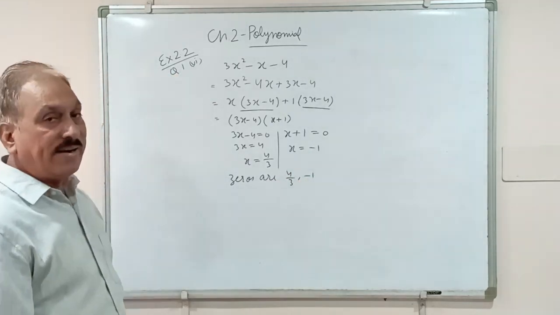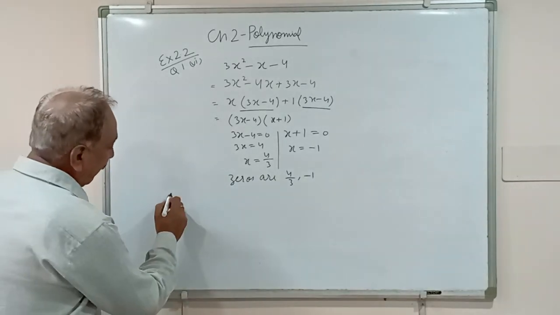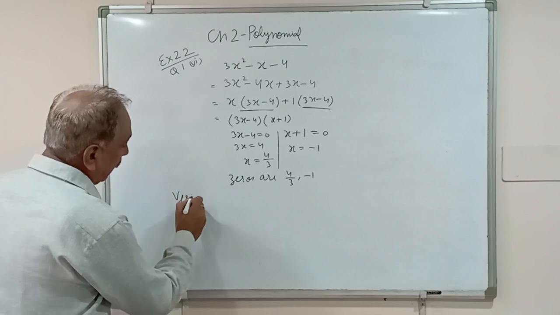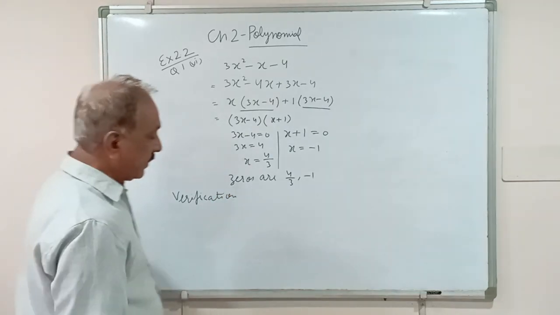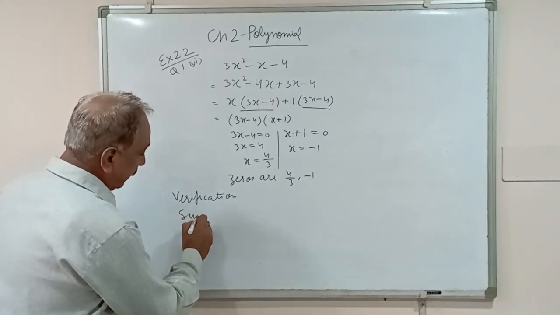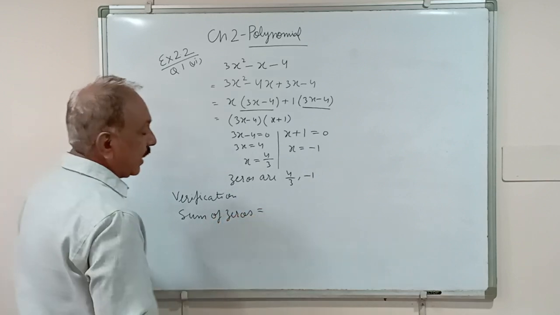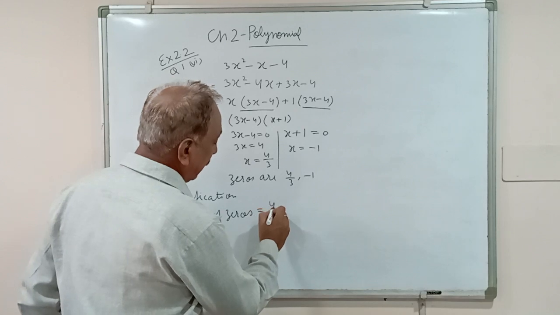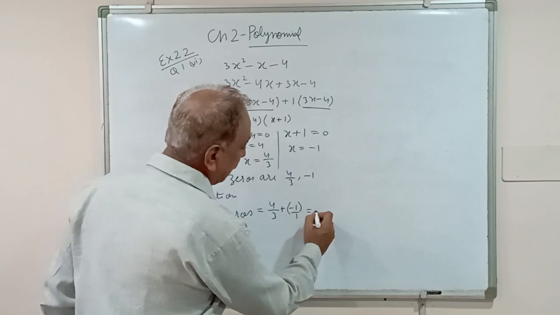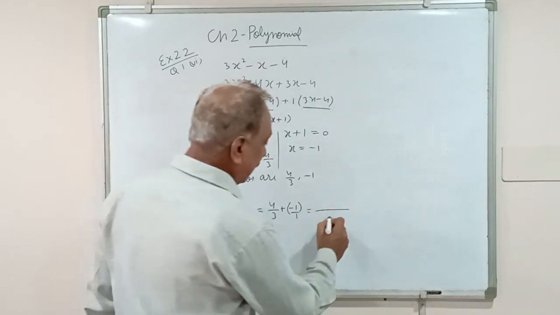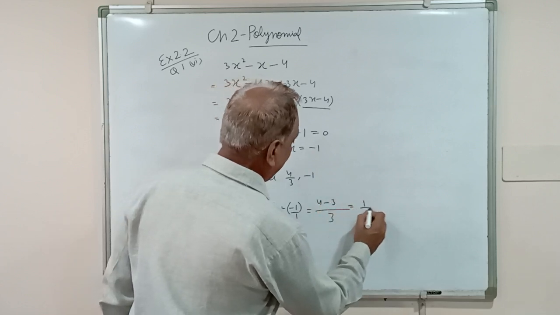This first part, find the zeros. After that, verify. Verification. Sum of zeros: 4 by 3 plus minus 1. 1 means 1 upon 1. Take LCM. This is 3. 4 minus 3, 1 by 3.